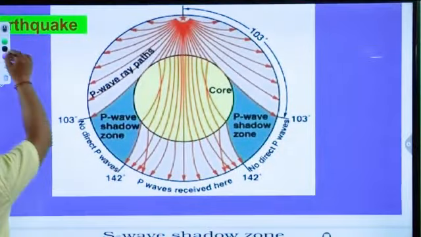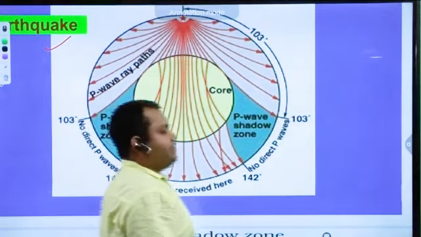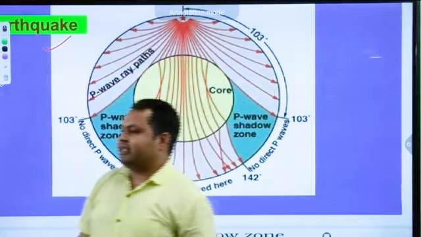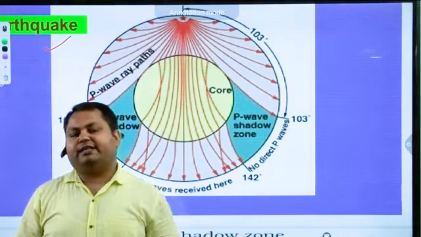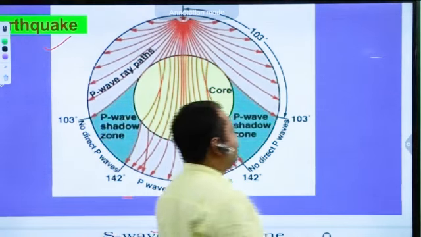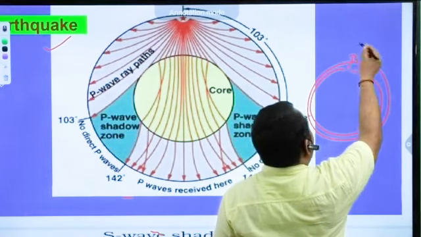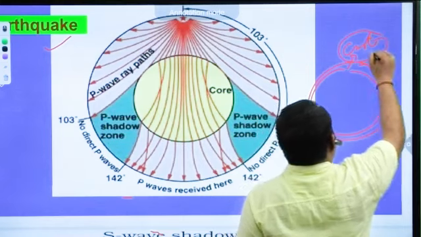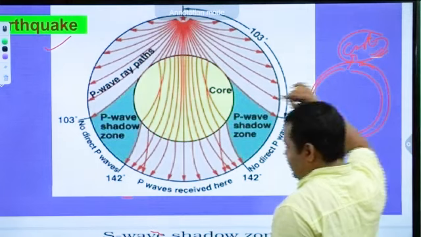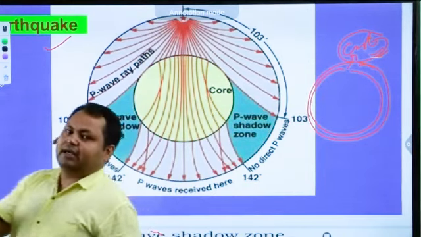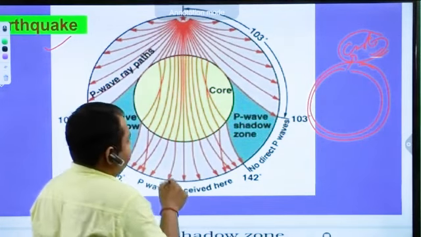Another natural evidence is the earthquake. What is earthquake? Sudden disturbance of earth crust under either internal or external forces is considered as the earthquake. What is earth crust? This is the earth. The outermost layer is called crust. So disturbance of the crust suddenly under influence of internal or external forces is termed as the earthquake.